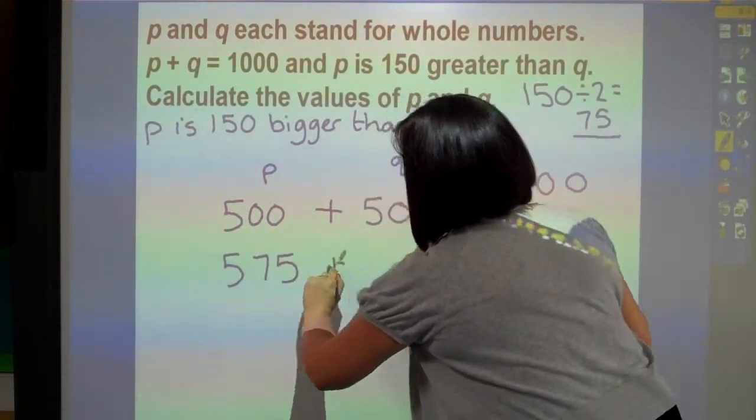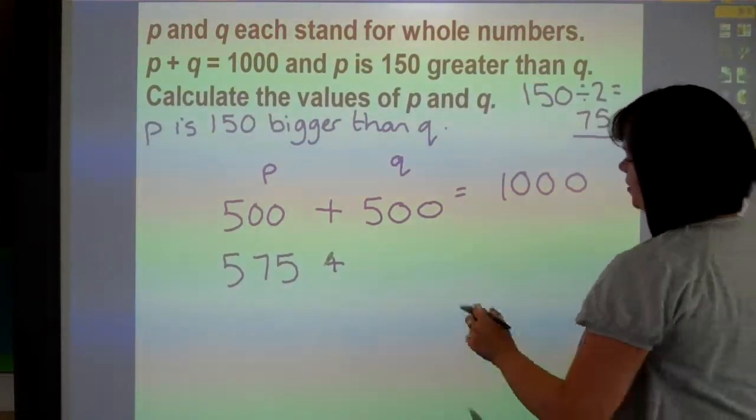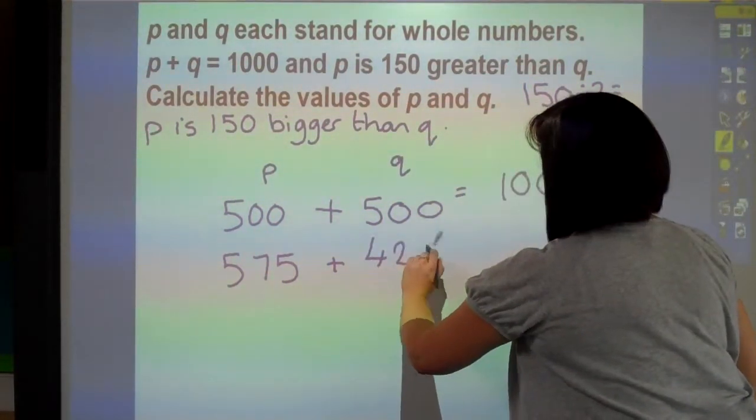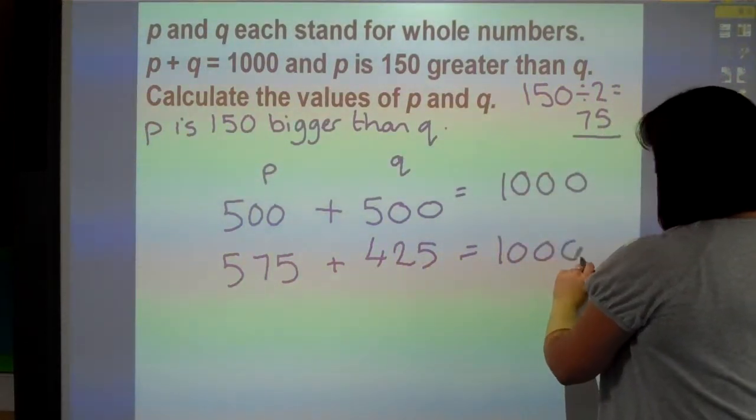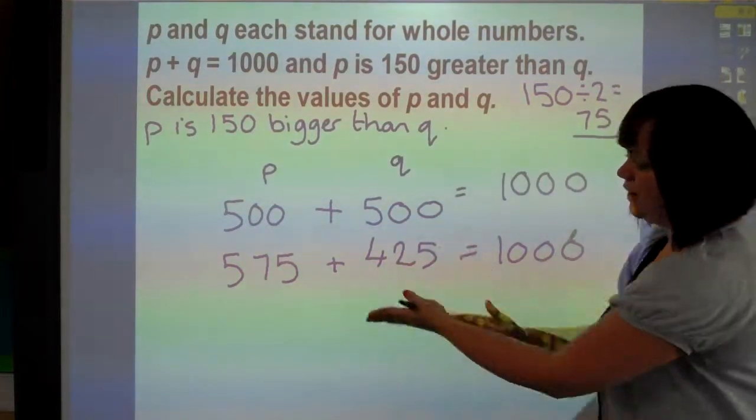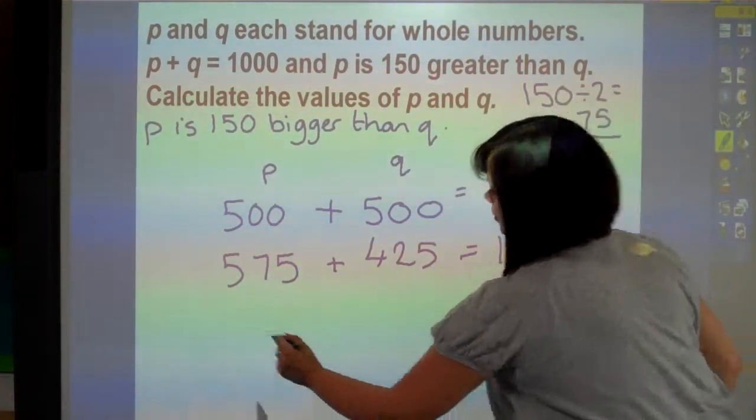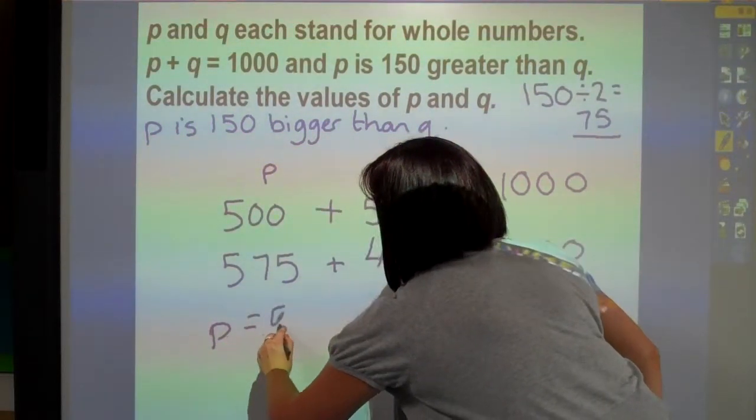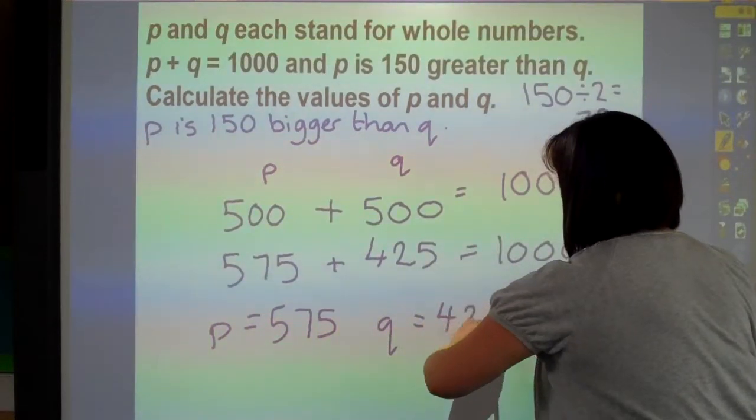And we're taking this number down because Q's got to be smaller. 500 take away 75 is 425. They do add to 1,000, so that's right. The gap between them should be 150. And if you have a look at them, it is. Okay, so the answer is P equals 575 and Q equals 425.